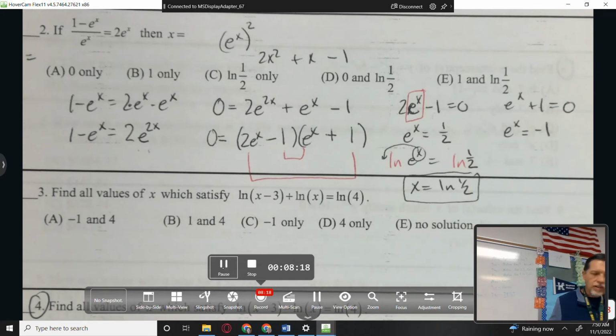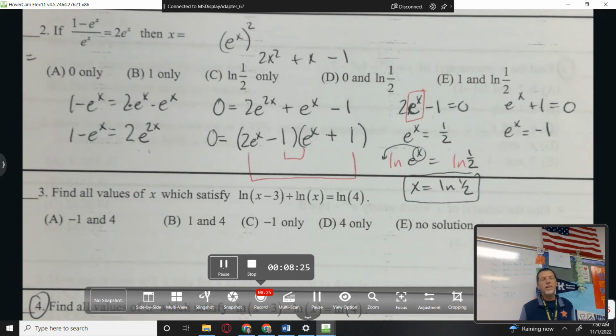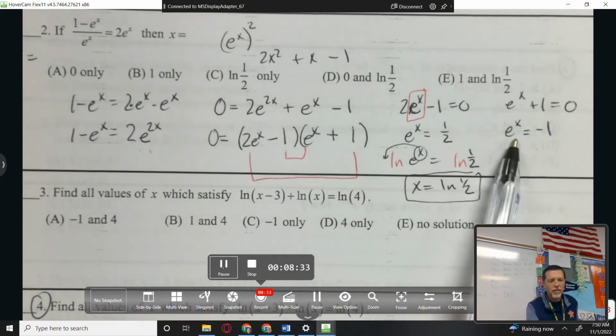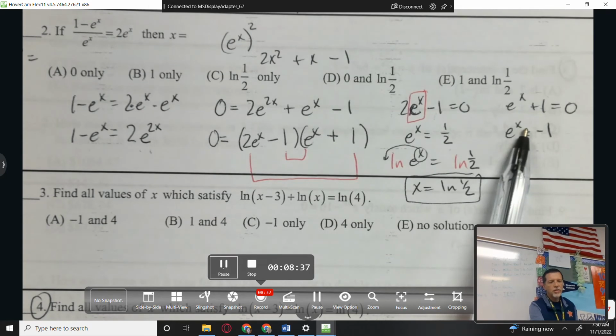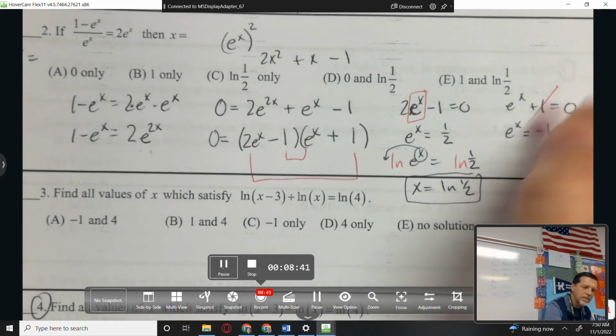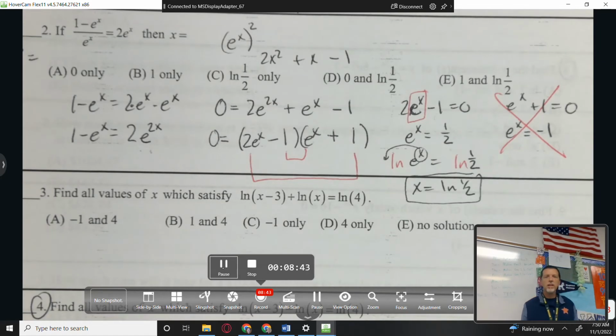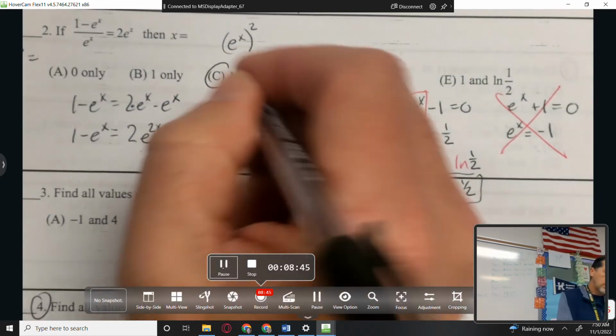E to the x equals -1. Is there anything I could raise e to to get -1? No. E to the x is always positive. So you could sit there and try to think about things, but e to the 0 is 1, e to the first is e, e to the -1 is 1 over e. So I can't do anything with that. So it's only natural log of 1/2.